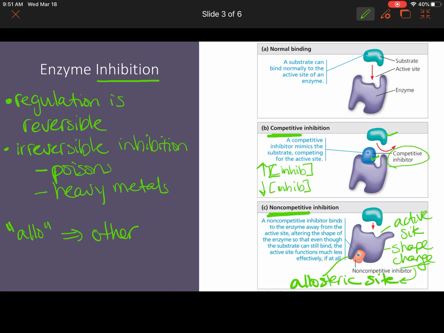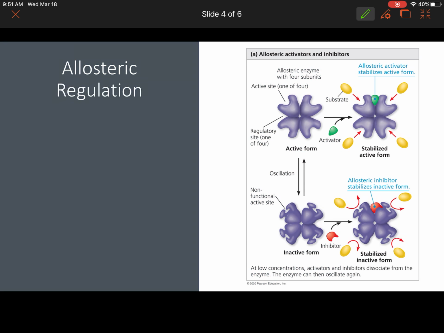Now again, the inhibitor, the non-competitive inhibitor, is not permanent binding, so it's going to bind and it's going to come off. When it comes off, the substrate can bind if another inhibitor doesn't bind first and cause the shape of the enzyme to change such that the substrate can't bind.